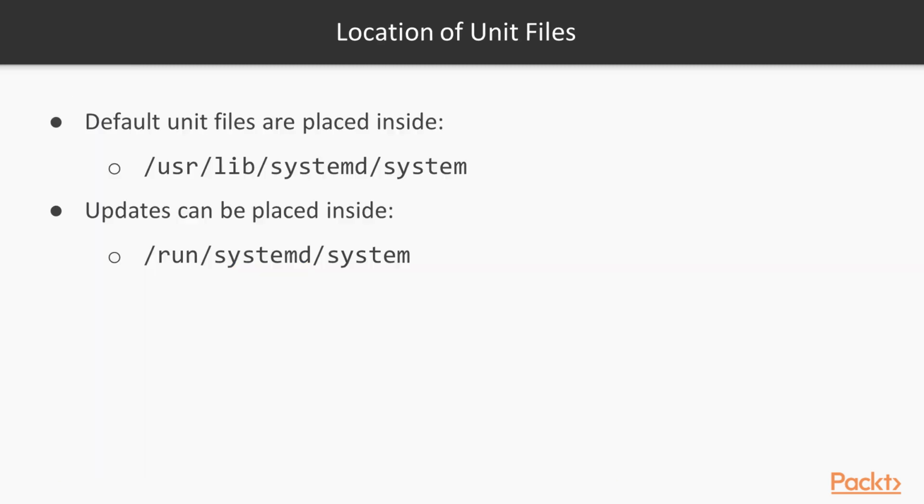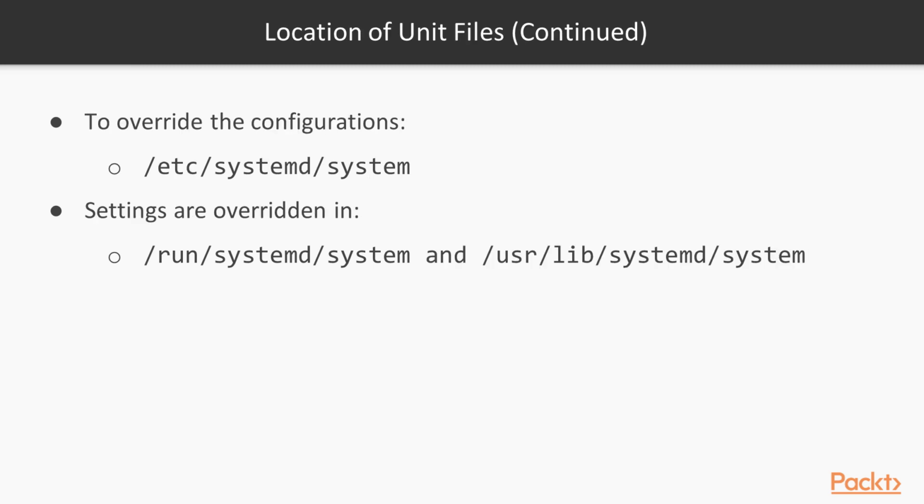When an application is installed on a system, it places its default unit files inside the systemd/system directory, from where they're picked up by systemd. At runtime, updates can be placed inside the /run/systemd/system directory, which will override the unit files in the default location. System administrators can override the configurations by placing unit files in the /etc directory. These unit files override settings in the /run/systemd and /usr/lib/systemd directories.